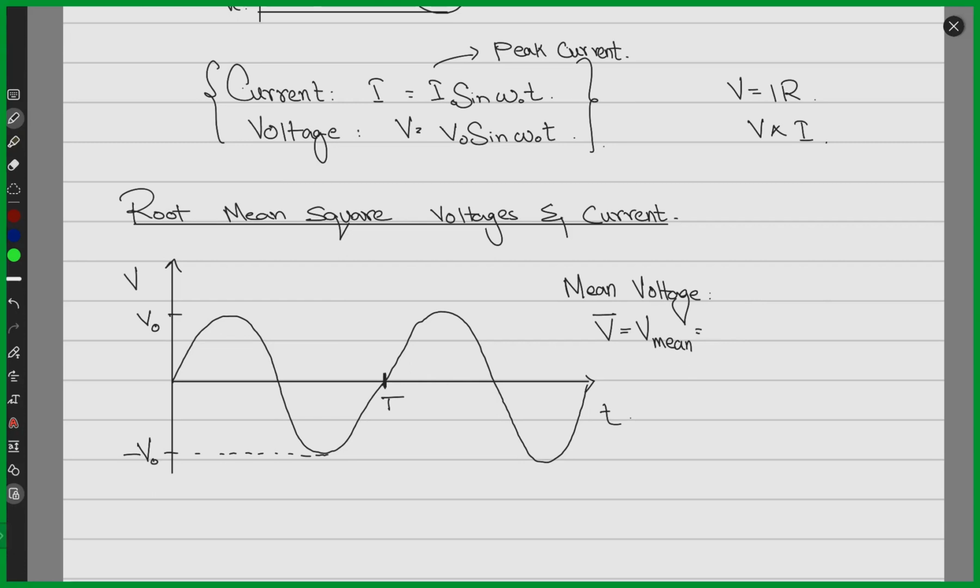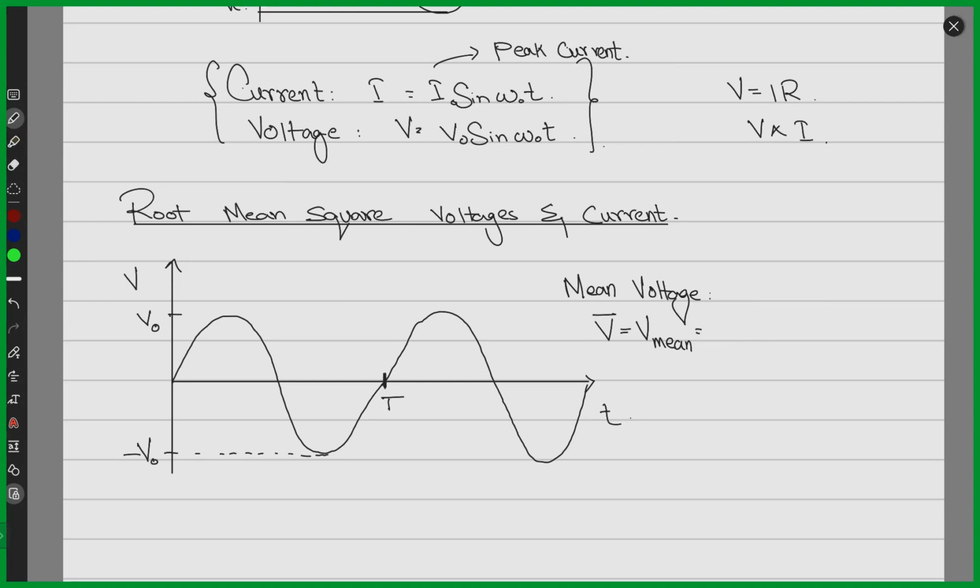Any idea? Just take a guess. Give me any number. 0. Sorry? 0. 0, right? And can you suggest why? Why did you say 0? Because the positive and negative values would cancel out, and that would be 0. Yeah, 0 exactly.